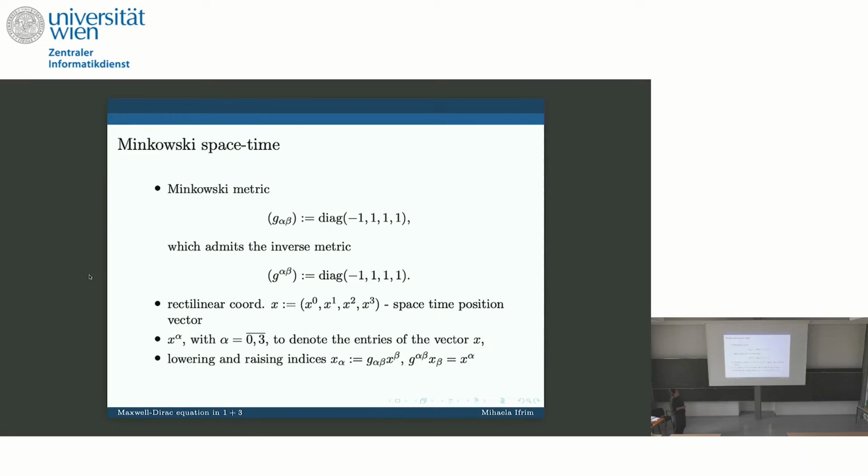And in this case, from 0 to 3, because that's the space we are going to work in. It's 1 plus 3 dimensions. And so if we are going to use normal letters, not Greek letters, we are not going to take into account the 0. And then what else should I say? We are lowering and raising the indices using the metric.